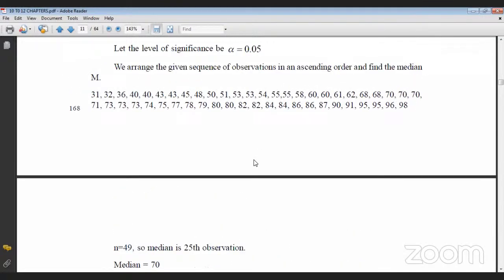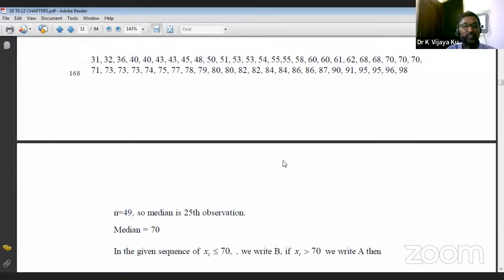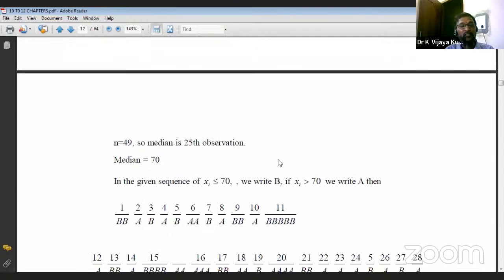So the total number is 98, and the 49th and 50th observations give the median, which is 70. So the given sequence is xi less than or equal to 70, and we write the others as xi greater than 70.